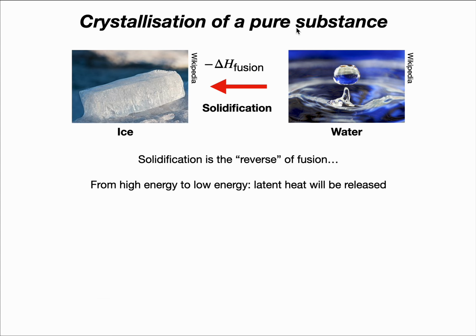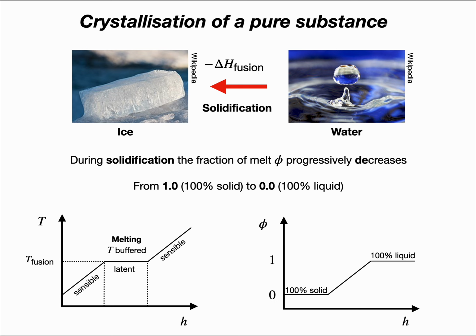Crystallization would be the reverse process. So this means you transform the water into ice. It's the reverse of fusion, but now we go from a high energy material to a low energy material, and there will be a latent heat, which is simply the negative of the latent heat of fusion. So latent heat of solidification will be the negative of the latent heat of fusion. So you just go the opposite way in this diagram. During the solidification, phi progressively decreases from 1 to 0.